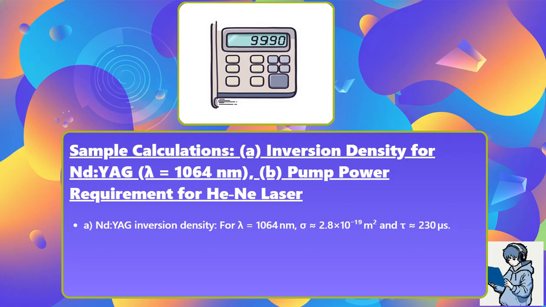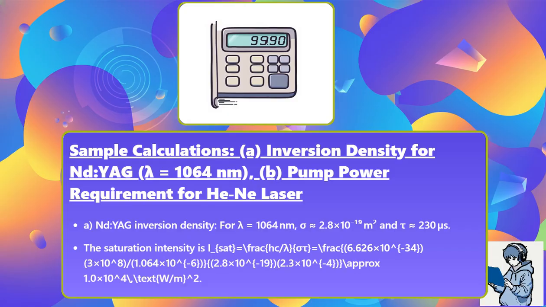Nd:YAG inversion density. For lambda equals 1064 nanometers, sigma approximately 2.8 times 10 to the minus 19 square meters, and tau approximately 230 microseconds. The saturation intensity is I sub sat equals hc over lambda divided by sigma tau equals 6.626 times 10 to the minus 34 times 3 times 10 to the 8 divided by 1.064 times 10 to the minus 6, over 2.8 times 10 to the minus 19 times 2.3 times 10 to the minus 4, approximately 1 times 10 to the 4 watts per square meter.